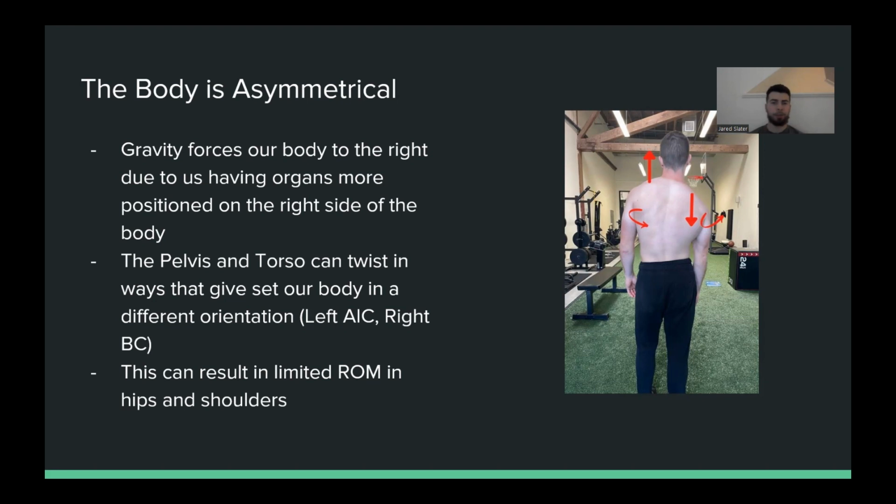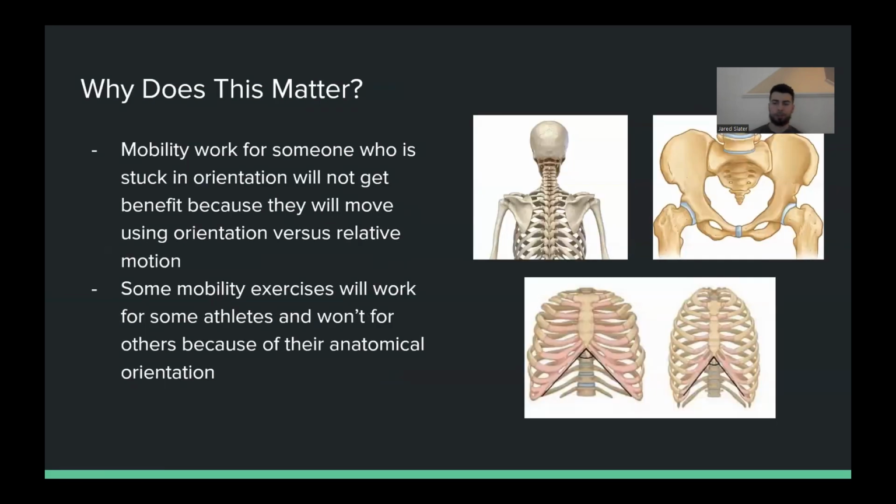But the last point is important. This can result in limited range of motion in hips and shoulders. This is because we're twisted a certain way. But I want to get into this idea of limited range of motion due to where we are in space. That's called orientation. So we're going to go over two concepts after I read this point. Mobility work for someone who is stuck in orientation will not get benefit because they will move using orientation versus relative motion. So first, orientation.